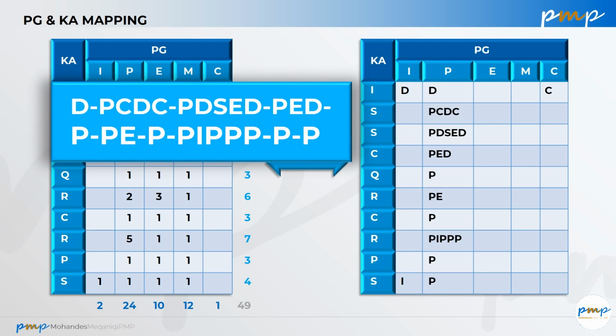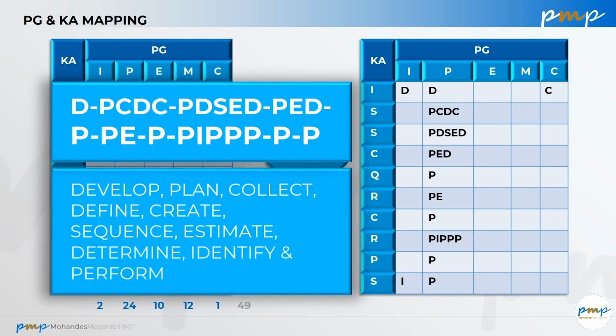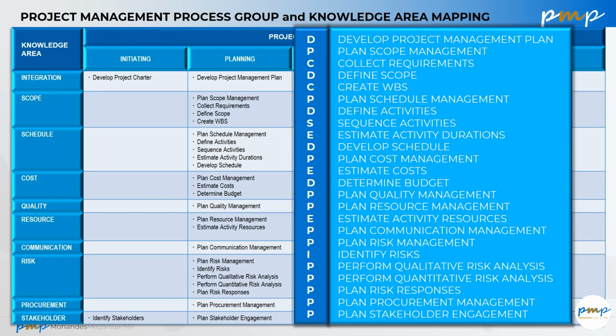So, we'll now come to the most important part. It is to make sure you know what process each of the letters here represents. Going back to the flashwords I previously introduced, we will be focusing on the words for this process group, planning. These are develop, plan, collect, define, create, sequence, estimate, determine, identify, and perform. So, 10 words to focus on for the 24 processes in planning. The first D is in the integration management area. This is the develop project management plan process.